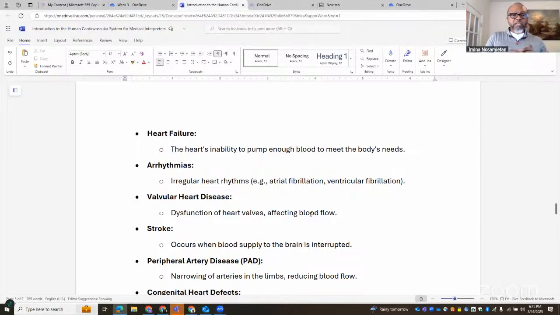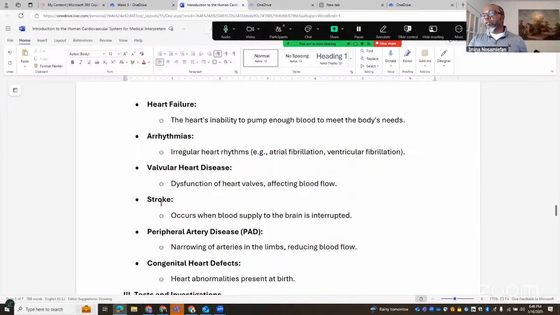Or there could be stenosis, which means the valve is tight. Instead of opening up and closing, opening up and closing, it doesn't open up completely. So that can be a problem. Regurgitation is when the valves are weak. But when the valves are thickened, then they won't allow blood through. So stroke is another common condition.